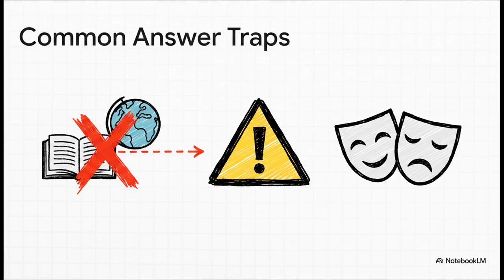Trap number 2 is the extreme words trap. You gotta watch out for words like all, never, every, or only. These are huge red flags because texts are usually more nuanced than that. And finally, the third trap is same words, different meaning. This is where they take words directly from the passage, but they twist the sentence around so it means something completely different. It's designed to catch people who are just matching words.